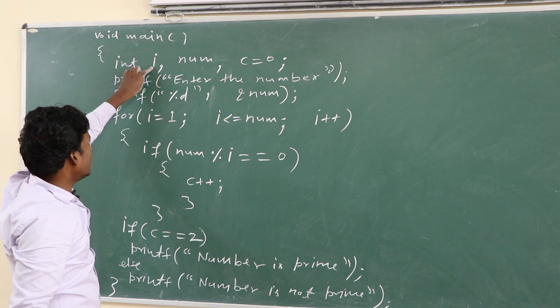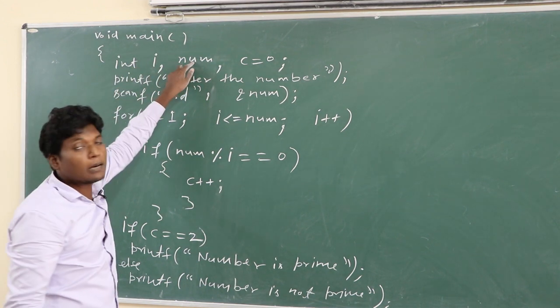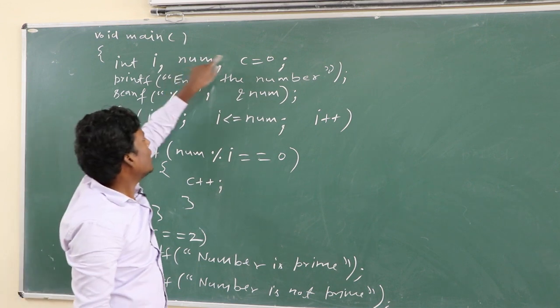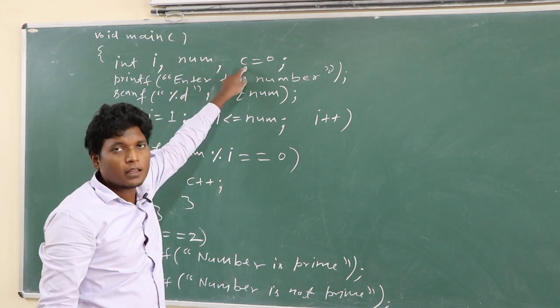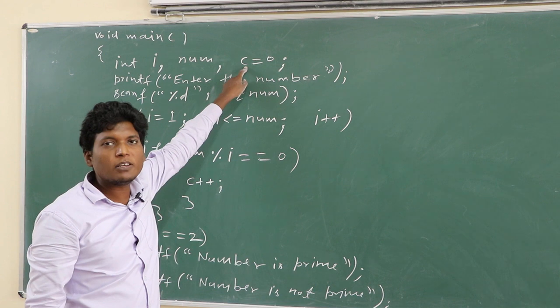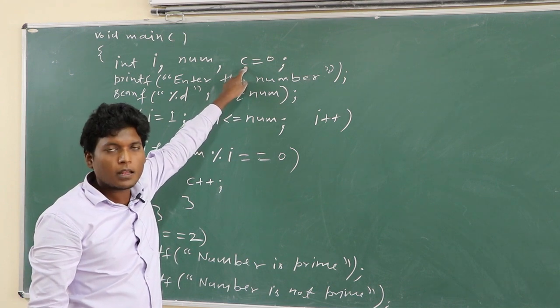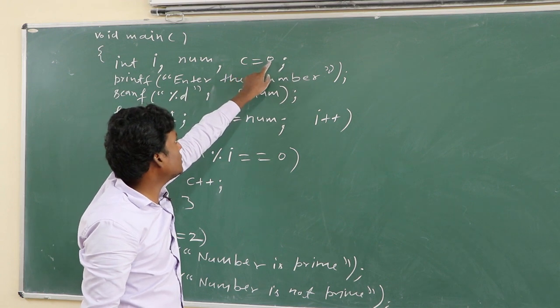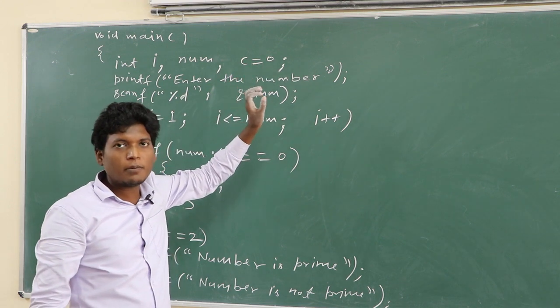That's why we have to declare num, basically the number that we have to check whether it is prime or not. And c is a counter variable that counts the number of divisors of a given number. So initially the number of divisors is 0.